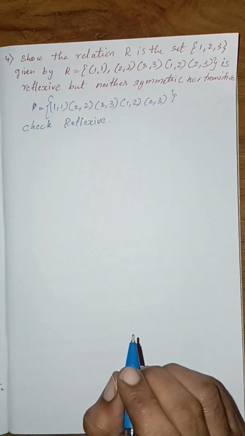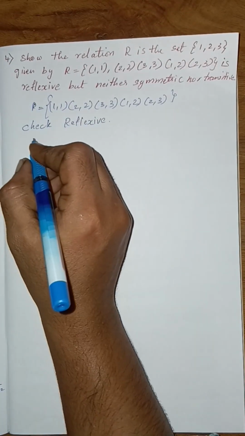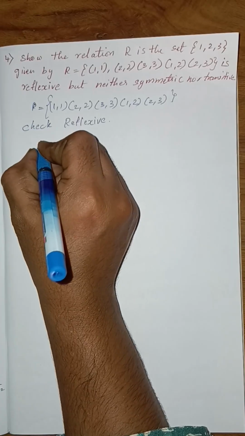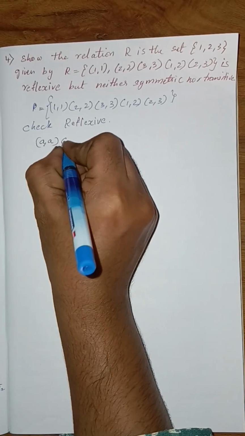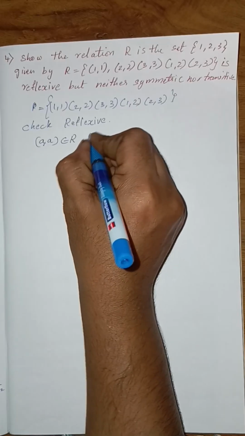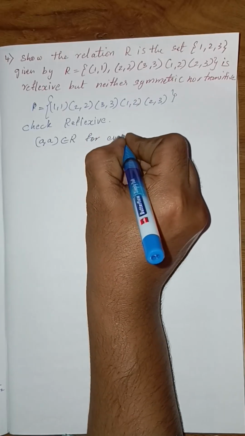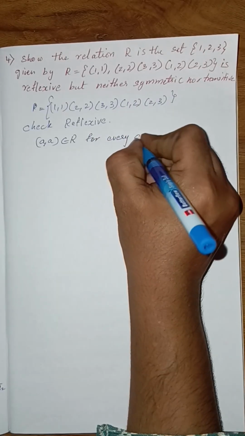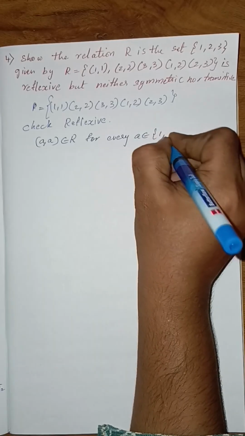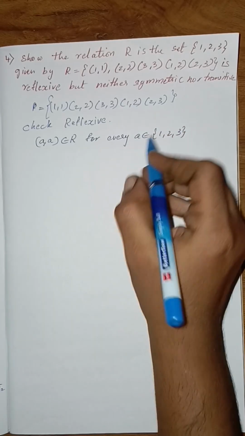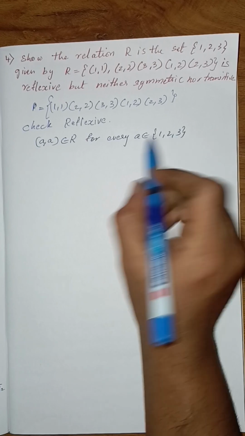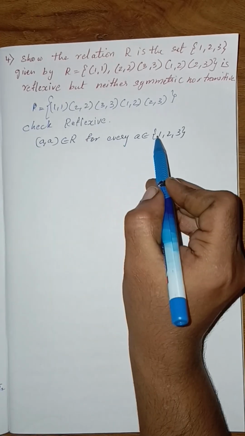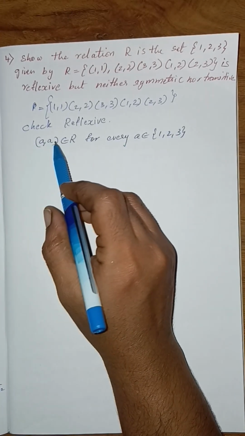So we know that if a relation is said to be reflexive, then we should have (a, a) belongs to R for every a belongs to {1, 2, 3}. So my A has 1, 2, 3. Then for every a in 1, 2, 3, I should have (a, a).